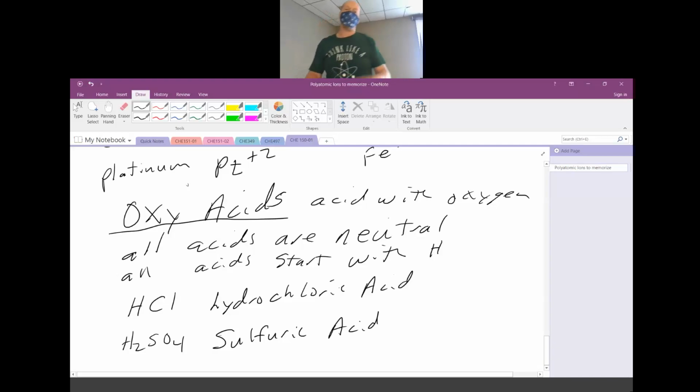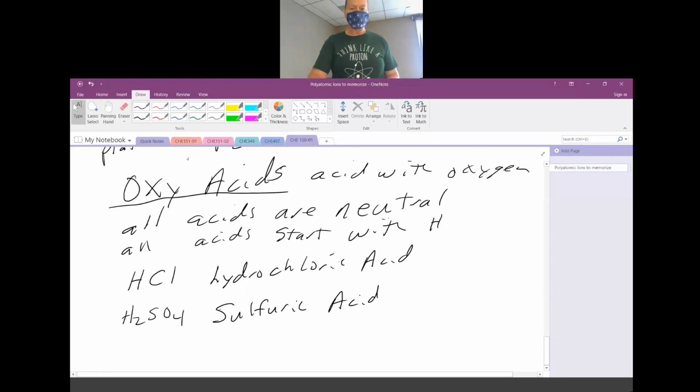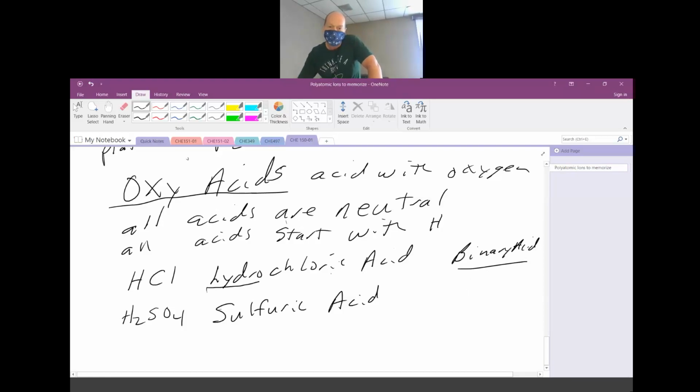It is nice to go to things that you should know, and that will give you the rules for naming. Note that hydrochloric acid is binary. Binary means you have only two elements, and the first one has to be H, and then one other element. In this case, it was the chloride ion. So that is how you name a binary acid: you have the prefix hydro, and then it ends in ic acid.